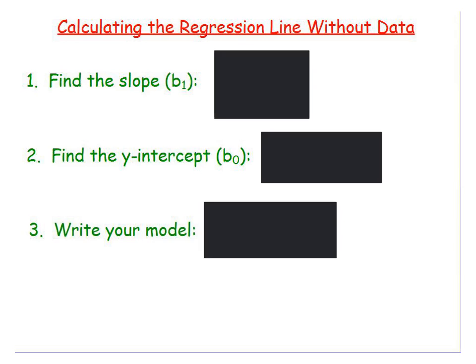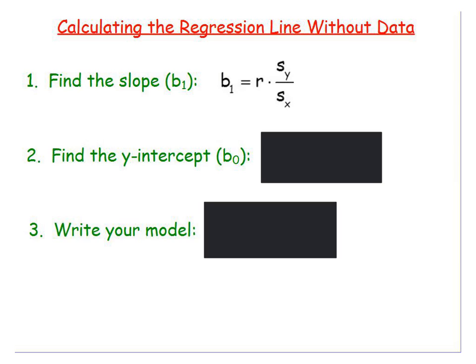Our first thing we have to calculate is our slope. The formula for slope, which we use b1 as our notation, is r, which is your correlation, times the standard deviation, s, for your y values, divided by the standard deviation, s, for your x values. So correlation times the y standard deviation divided by the x standard deviation.